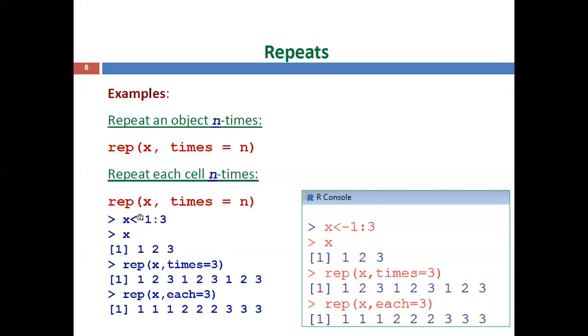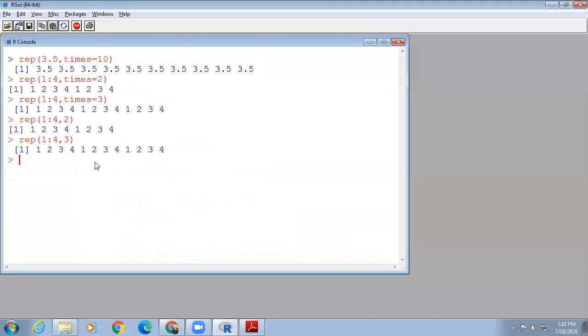The first value of x is 1, which is repeated 3 times: 1, 1, 1. Then the second value of x is 2, repeated 3 times. Then the third value of x is 3, repeated 3 times. So that is the difference between times and each. Times means the whole data is repeated. Each means each and every value is repeated. That is the difference here. Now we can demonstrate this also.